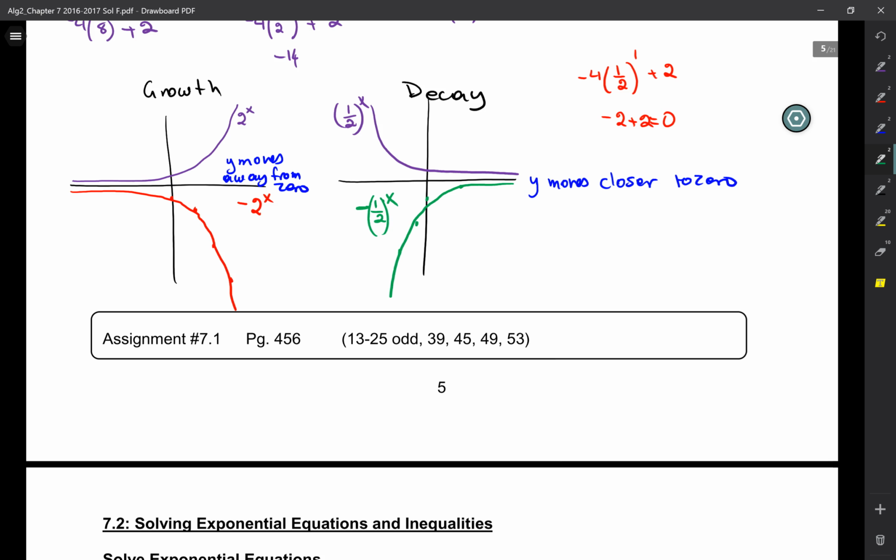So growth and decay doesn't have to mean going up and going down. It has to mean moving away from 0 and moving closer to 0. That's how we know. I know it's a little bit counterintuitive. It takes a while to get used to, but that's the difference. Okay? All right.